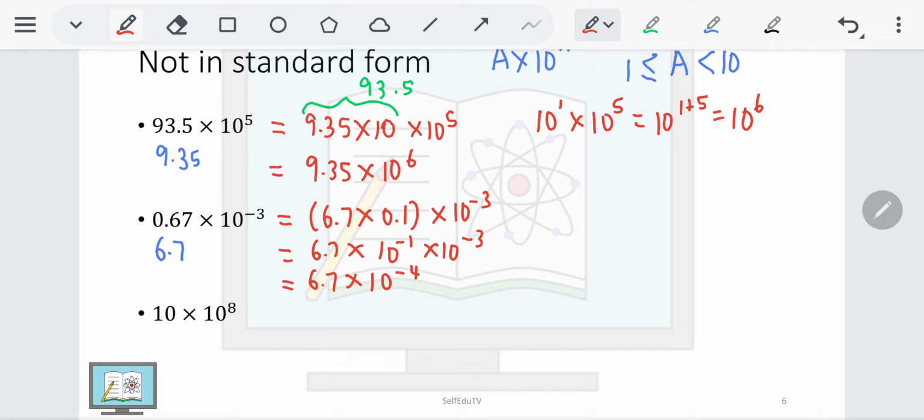How about the last one? So A cannot equal 10, as I mentioned earlier. So it should be 1.0 or just 1. Okay, so let us change it.